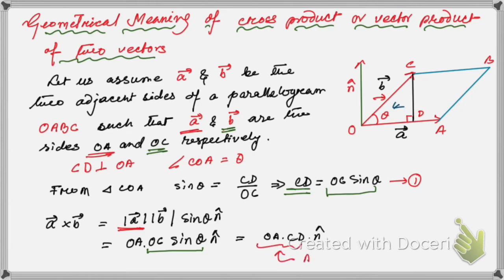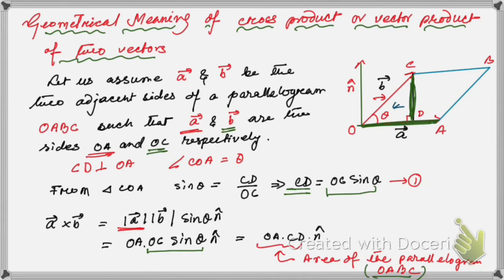So this OA into CD is nothing but the area of the parallelogram, right? Because you see, OA is the base of this parallelogram, and CD is the height of the parallelogram. We know the area of a parallelogram is base into height. So hope you have got this parallelogram OABC. This is the geometrical meaning of this A cross B, right?